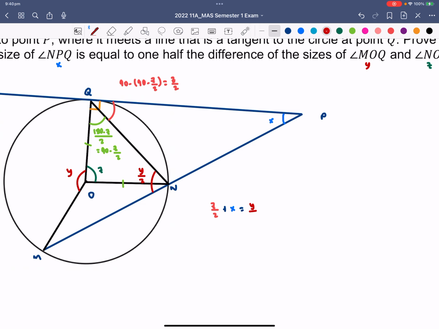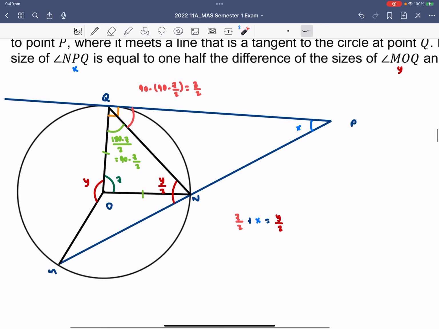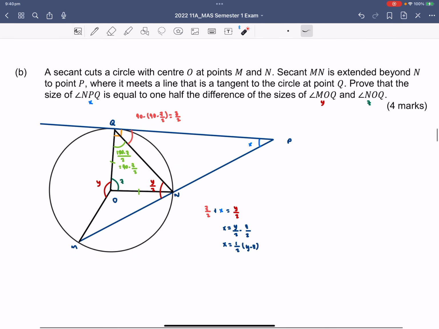Now I'm actually going to read my question. Show that angle NPQ is equal to... okay, so I have to come up with an expression for angle NPQ, so I've got to come up with an expression for x. That means x is y on 2 take z on 2, factorize out the half, and we have x is half, y take z. That's what I needed to figure out anyway. I had to show that NPQ is 1/2 the difference between angle y and z. Proven.